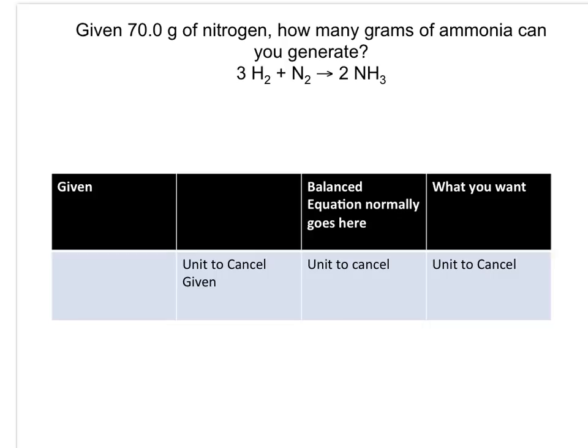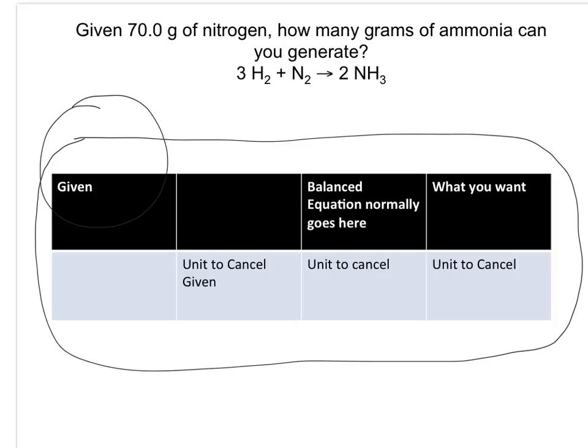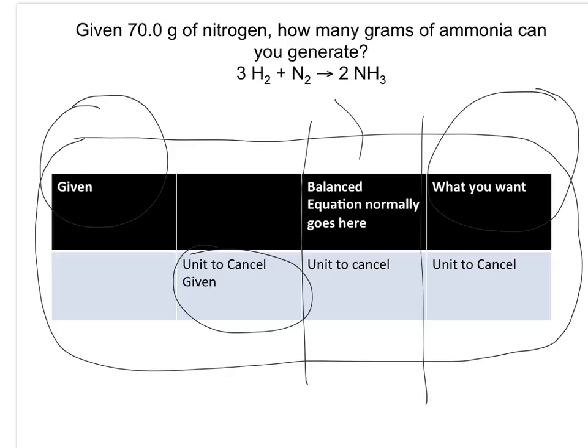Now, just as I've given you a setup previously, this is the format for how to tackle triple T charts. As before, your given's going to go in the far upper left. What you want's going to go in the far upper right. Your unit to cancel your given's going to go here. Then the only difference is you're going to go to the balanced equation to fill in this piece right here to make this work. So I'm going to show this with you with the problem up above.